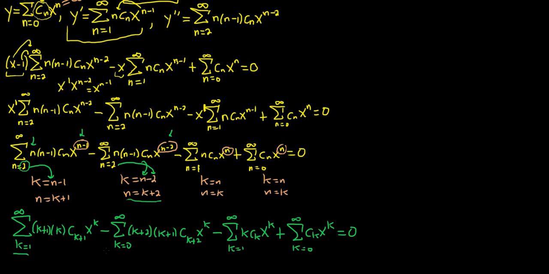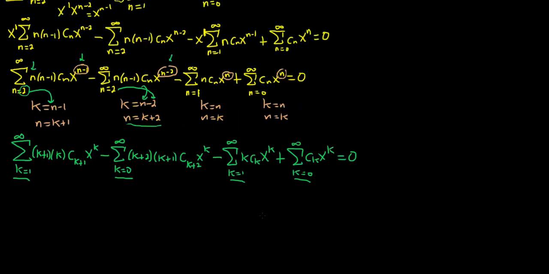So notice that this starts at 1, this starts at 0, this starts at 1, this starts at 0. So the trick is to make them all start at the highest one, okay? The biggest number here is 1, so we want them all to start at 1. So what we do is we take this 0 here, plug it in for the k's, and then rewrite this sum and start it at 1.